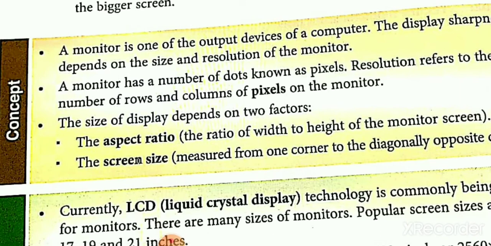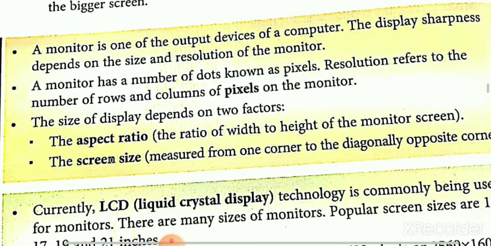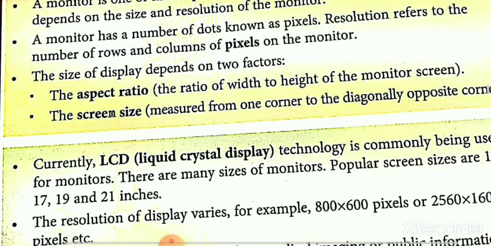Monitor has a number of dots known as pixels. Resolution refers to the number of rows and columns of pixels on the monitor.